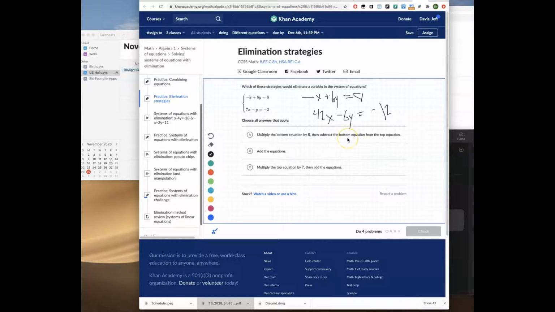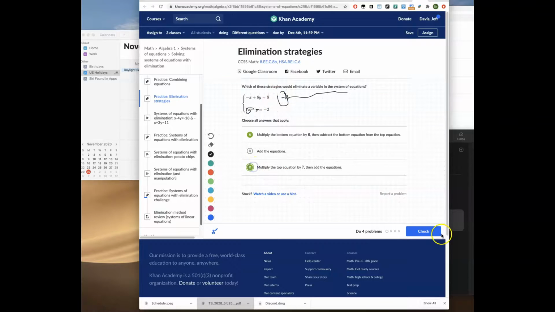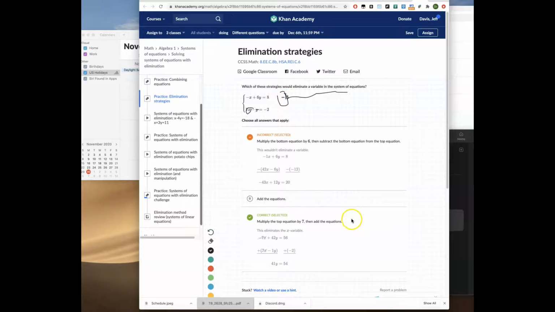They're not even asking you to solve it. It's just, would this eliminate a variable? And yes, this would. Those y's would go away. So that's one of them. Add the equations. If I add the equations, I'm going to get 6 x's and 5 y's, so I'll still have an x and a y, and I did not eliminate a variable. Multiply the top equation by 7. Now I'd have negative 7x here, and I don't even care about the rest because I can see that the negative 7x and the 7x would cancel out.